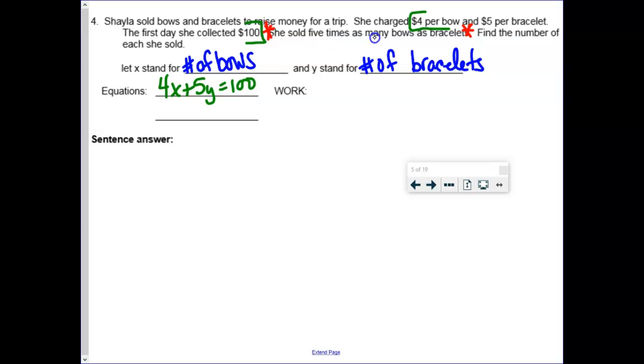All right, let's talk about this equation that everyone's going to mess up unless they're careful. She sold 5 times as many bows as bracelets. So when kids are not being careful, they look at that and they just start robotically translating things. So they say things like 5 bows equals bracelet. And that is really wrong.